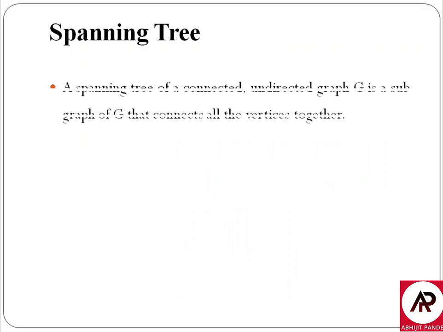A spanning tree of a connected, undirected graph is a subset of a given graph that connects all the vertices together. As we know, a graph is a collection of vertices and edges that connect those vertices. You can refer to my video to understand the concept of what exactly a connected and undirected graph is. The link is in the description, as well as in the suggestions on the top right corner of this video.